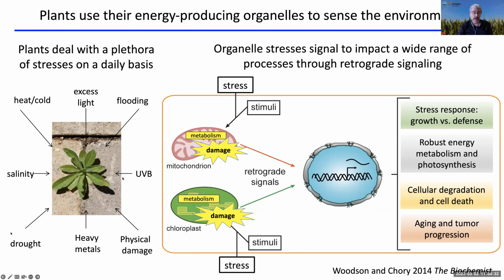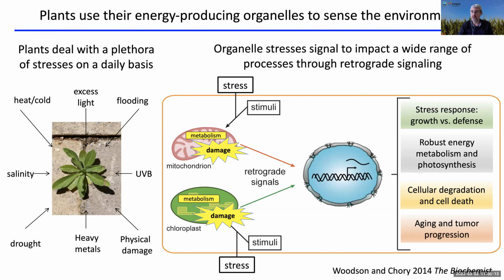Plants have many different ways to do this, and we've known this for probably thousands of years since we started agriculture. But as our techniques become more sophisticated, we're understanding that plants use organelles in their cells to do some of this signaling. A lot of eukaryotes do this. For instance, we use our mitochondria to sense stress, but plants also use their chloroplasts. They sense this kind of damage and send signals to the rest of the cell to regulate many things, including growth, energy metabolism, and programmed cell death. In the case of mitochondrial signals in us, they can actually regulate aging and tumor progression.